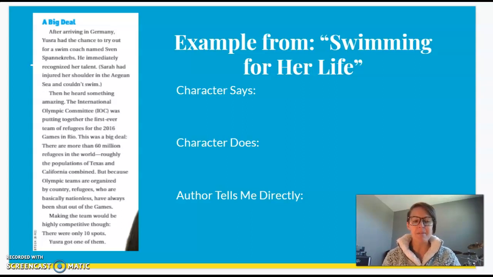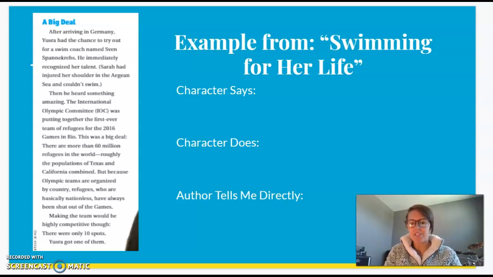There are more than 60 million refugees in the world, roughly the population of Texas and California combined. But because Olympic teams are organized by country, refugees, who are basically nationless, have always been shut out of the games. Making the team would be highly competitive, though. There were only 10 spots. Yusra got one of them.